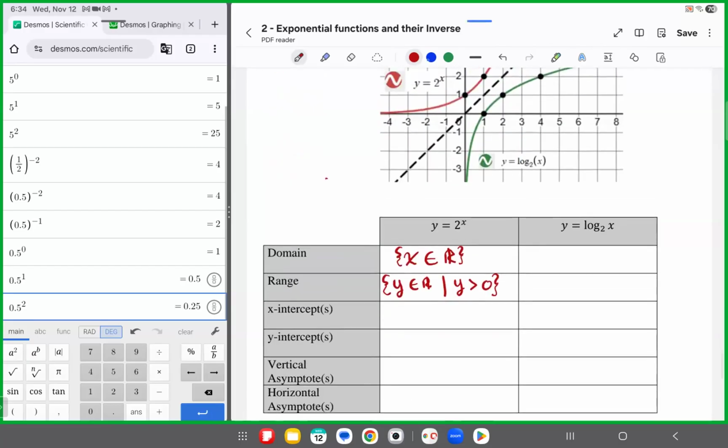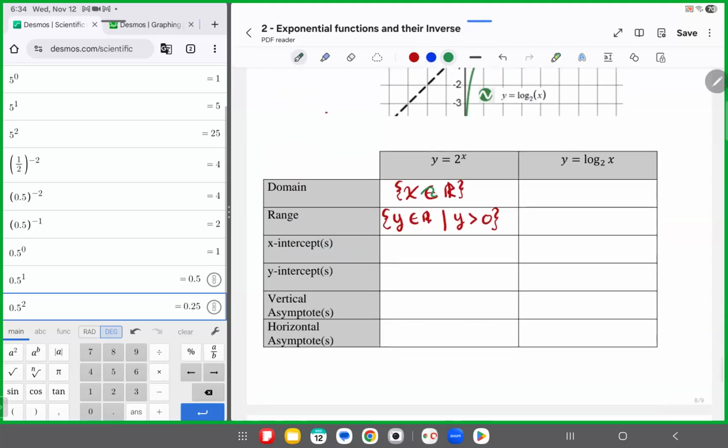What about the domain of the inverse? Well, the interesting thing is, based on the domain and range of the exponential, I can already get the domain and range of the inverse. So here, the domain of y is equal to log base 2 of x will be the range of y is equal to 2 to the power of x. So here, we will have x is an element of all real numbers, but x must be greater than 0.